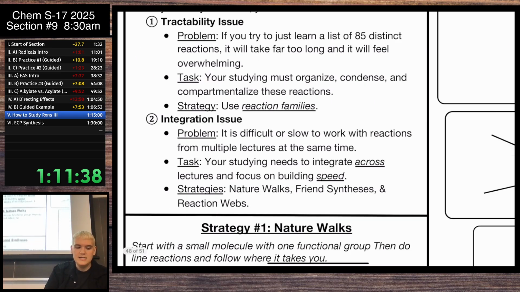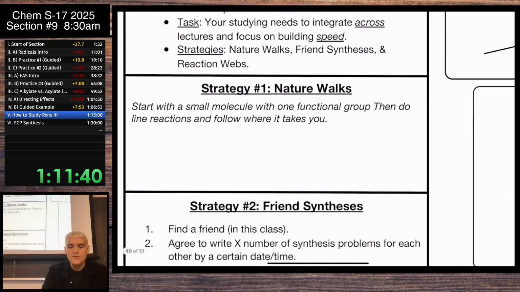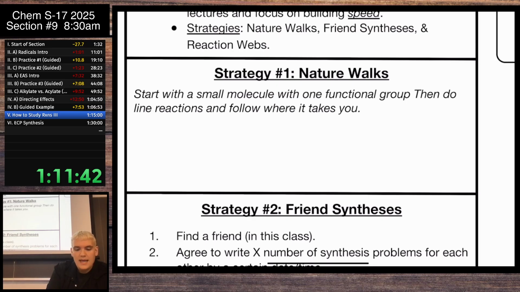So the first one I call the nature walk. Start with some small molecule and then just try to turn it into other things. So an alcohol, let me make it a leaving group. TsCl, pyridine, OTs. Okay, well now it's a leaving group. I can do substitution, elimination. Let me add a nucleophile. Let me add like NaCN.